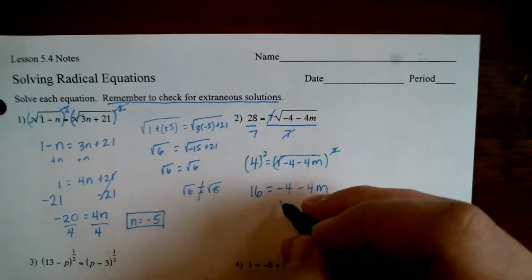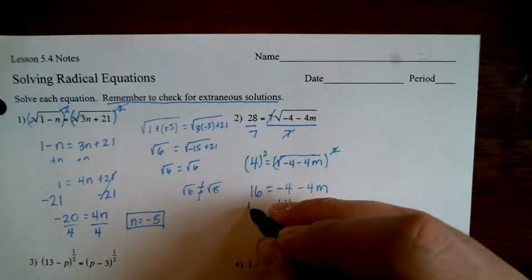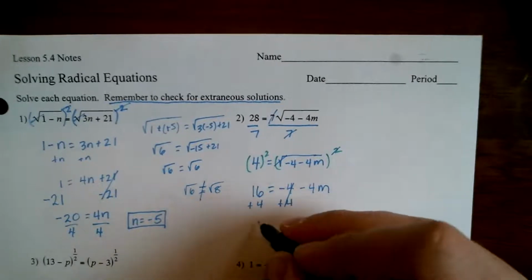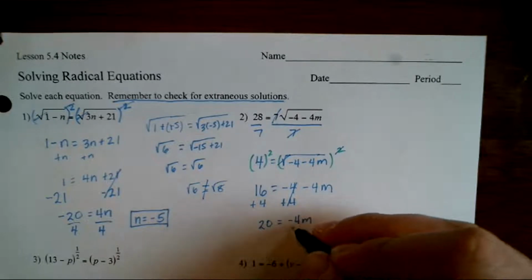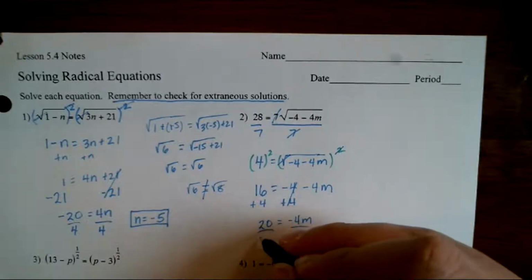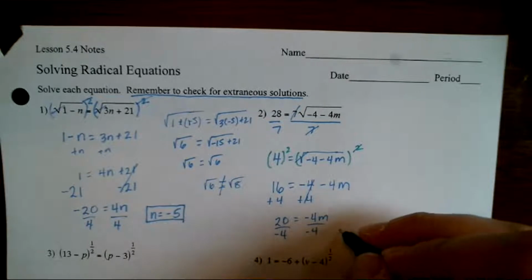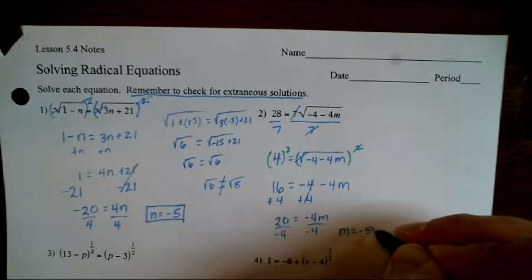Then from there, add 4 to both sides. Cancels. I got 20 is equal to negative 4m. Divide both sides by negative 4, and we find m to be negative 5 again.